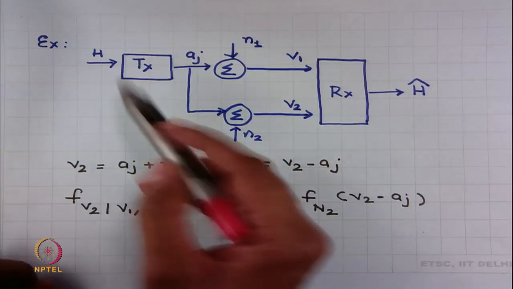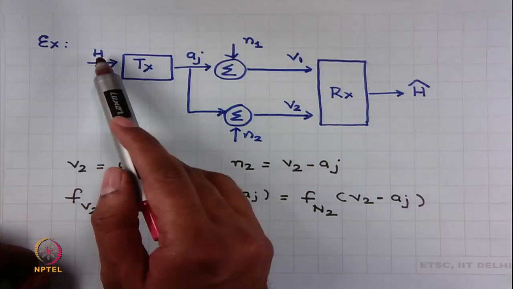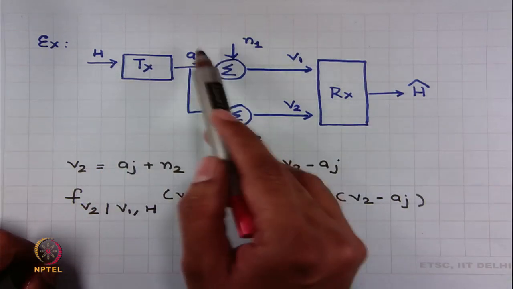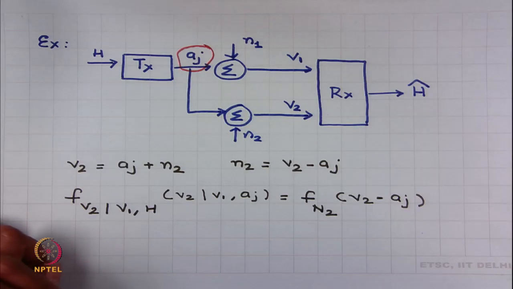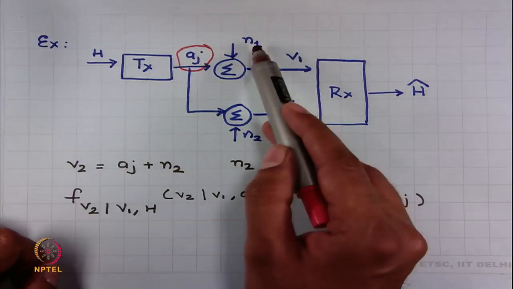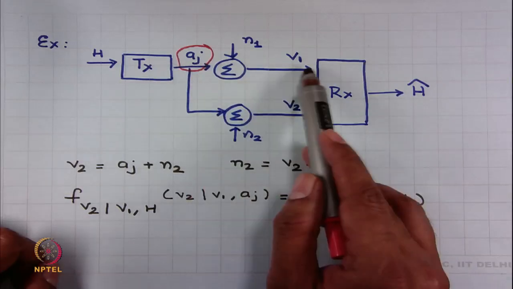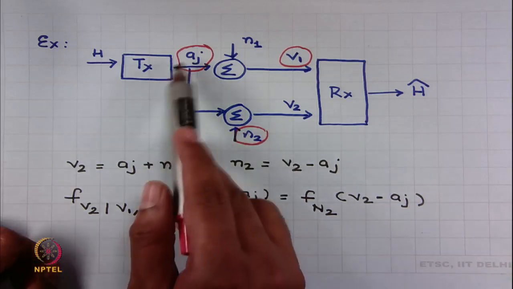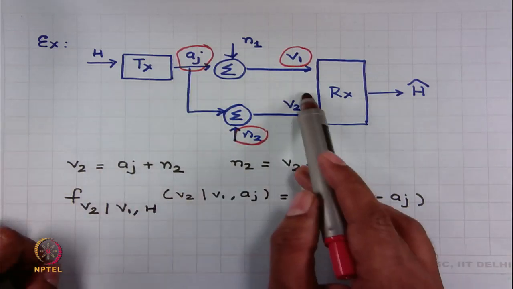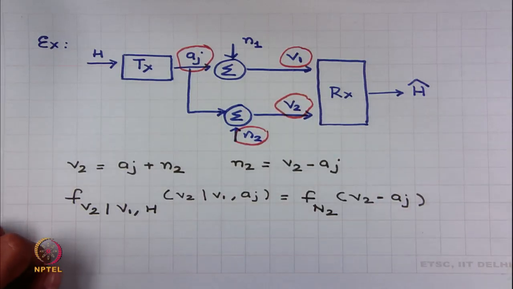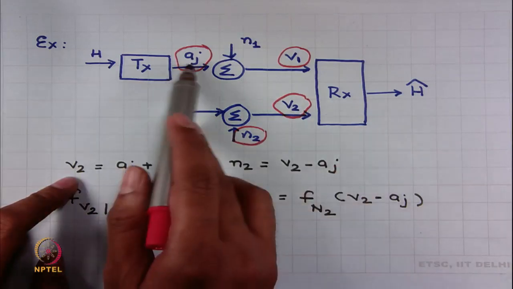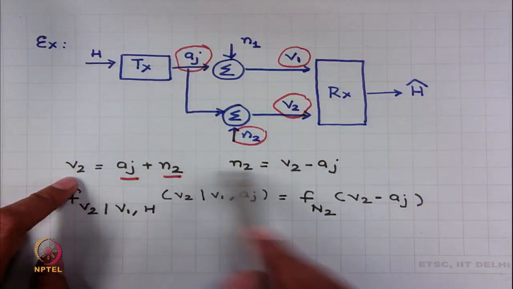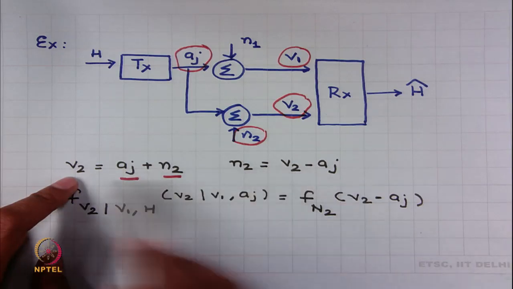So, in this example I am transmitting hypothesis. This is the numerical value corresponding to this hypothesis, then noise sample n1 adds to this transmitted symbol, and I get a random variable V1. Here noise sample n2 adds to this transmitted symbol, and I get a random variable V2. And the question is, is V2 irrelevant for the receiver? And how do I think about this? What is this V2? V2 is Aj plus n2, and what is this n2? n2 thus is V2 minus Aj.